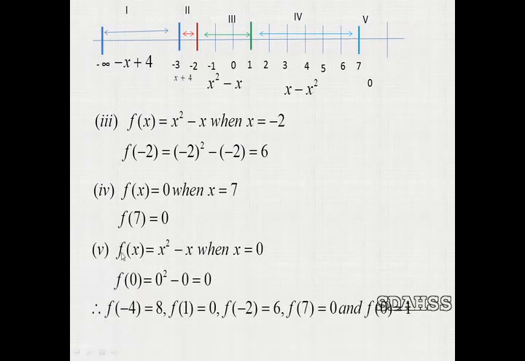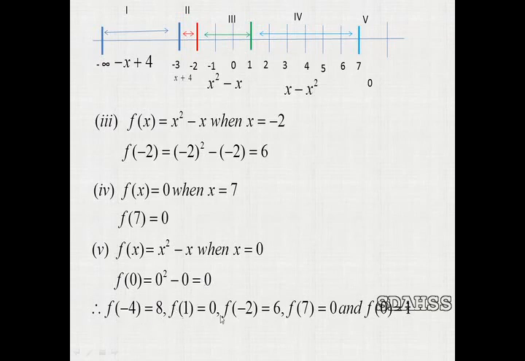Fifth one is 0. F of 0. 0 is located in the third interval. Its function is x square minus x. So f of x is equal to x square minus x. Substitute x is equal to 0. So you have 0 square minus 0, 0 minus 0, 0.